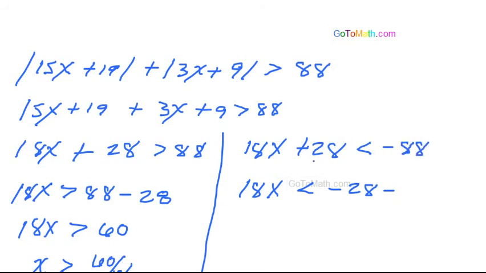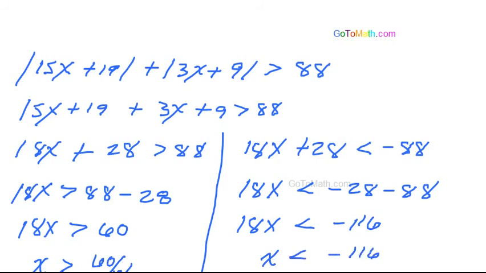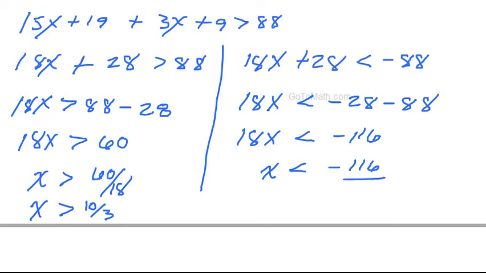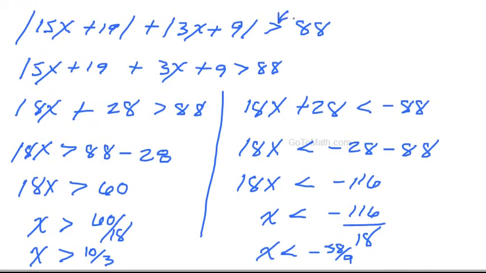Negative, what are we doing here? Bring that over. Let's go ahead and just do it like that. So now we have 18x is less than, and of course 28 and 88 is 116, so minus 116. So we have x is less than negative 116 over 18, and obviously that's going to reduce down to something. Let me think about this for a second. 58 over 9. X is less than negative 58 over 9. So remember, this guy's pointing to the right.